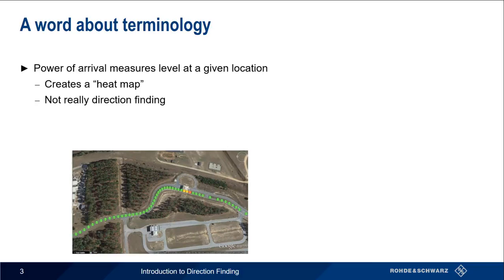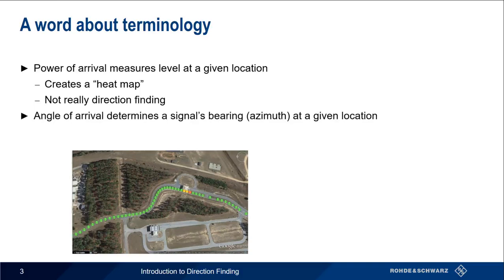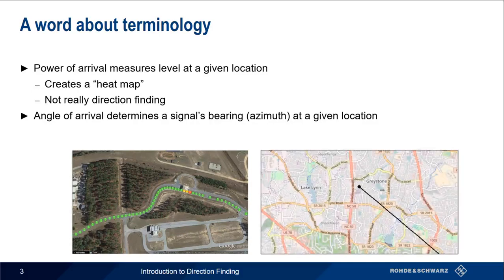On the other hand, we can define angle of arrival as any methodology that determines the angle, that is the bearing or azimuth, towards the source. This is true direction finding in that we calculate the direction from which the signal is arriving. As we'll see in this presentation, the vast majority of direction finding methodologies are based on angle of arrival because this approach is faster, more efficient, and much more accurate than approaches based on power of arrival.